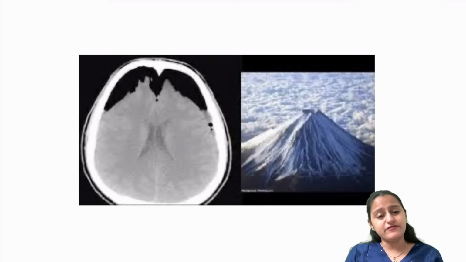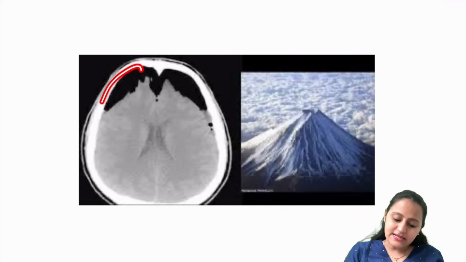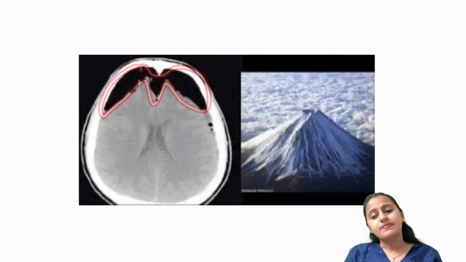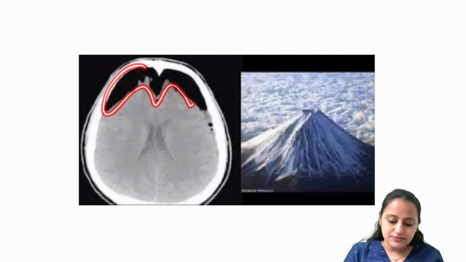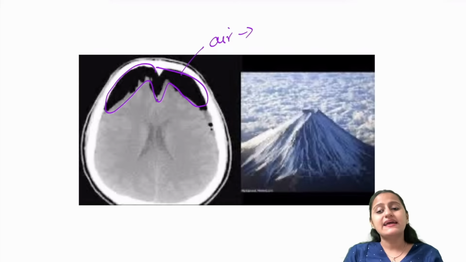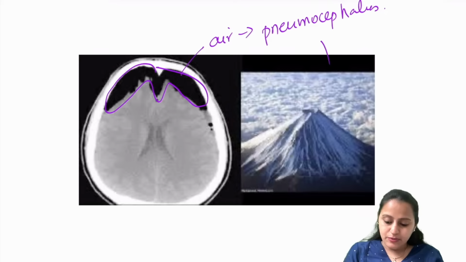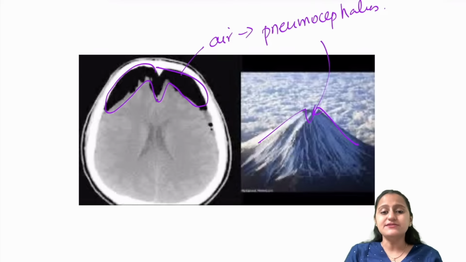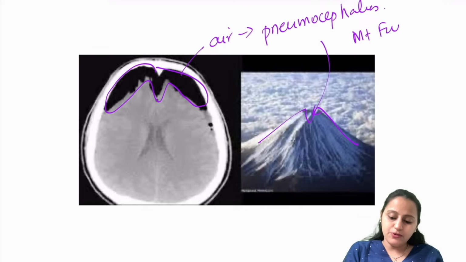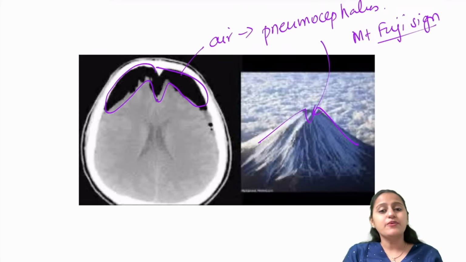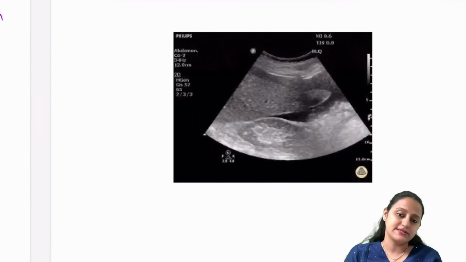Going to the next one, a recent exam question. What is this in the cranial cavity? What is this jet black here? This is air. Air in the cranial cavity. So this becomes your pneumocephalus. Okay, tension pneumocephalus, which appears like a mountain sign. So what is this sign called? Mount Fuji sign. Mount Fuji sign is seen in tension pneumocephalus, not pneumoperitoneum or pneumothorax.